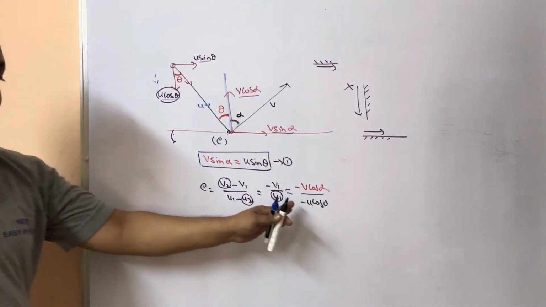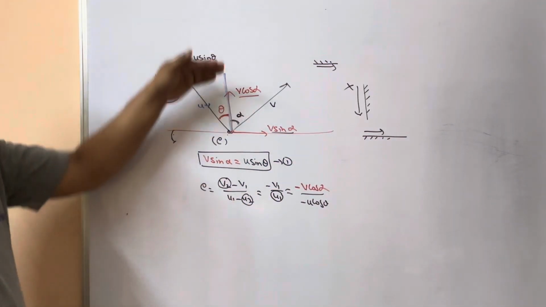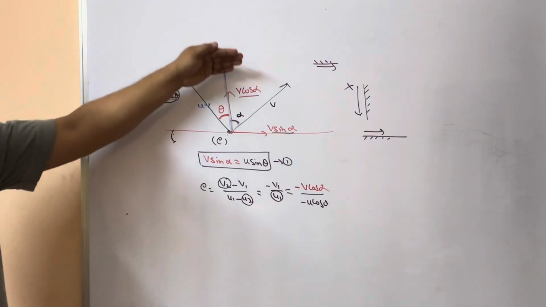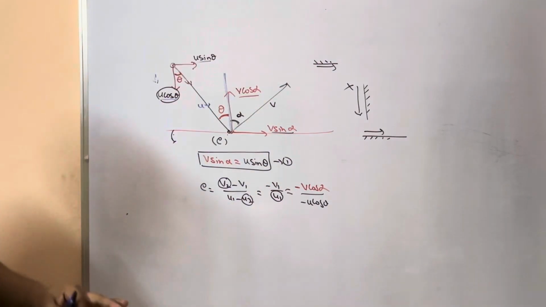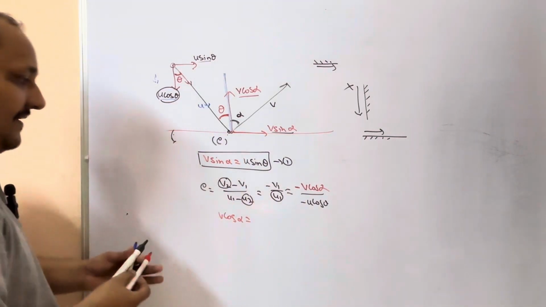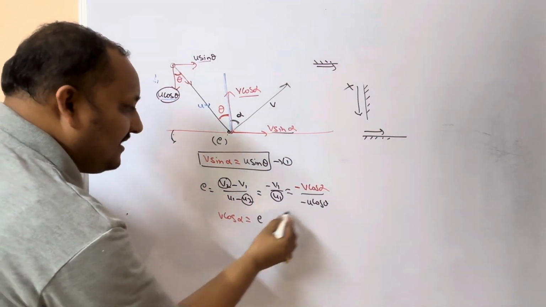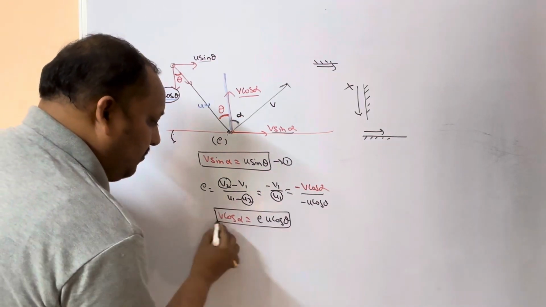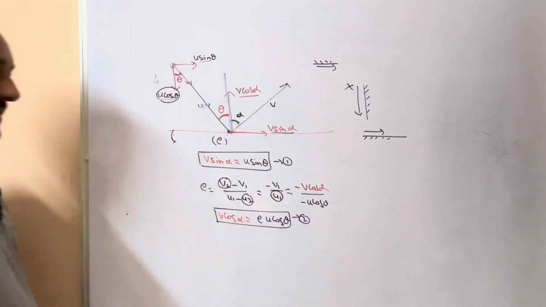This one we have to understand very clearly. The coefficient of restitution is applied perpendicular to the surface. Therefore, we take the downward velocity and the upward velocity. After writing this, v cos alpha is e into u cos theta. This is equation number 2.